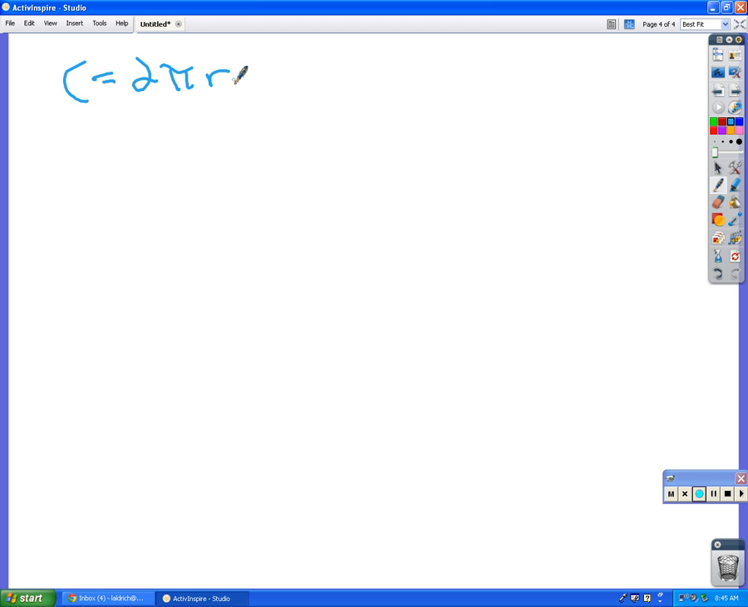Okay, stop. So if we look at the common formula, C equals 2 pi r, which is the formula for what? Circumference of a circle. What would be the power of that function? 1, because it's r to the first. And what is the constant of variation? 2 pi, both of them.